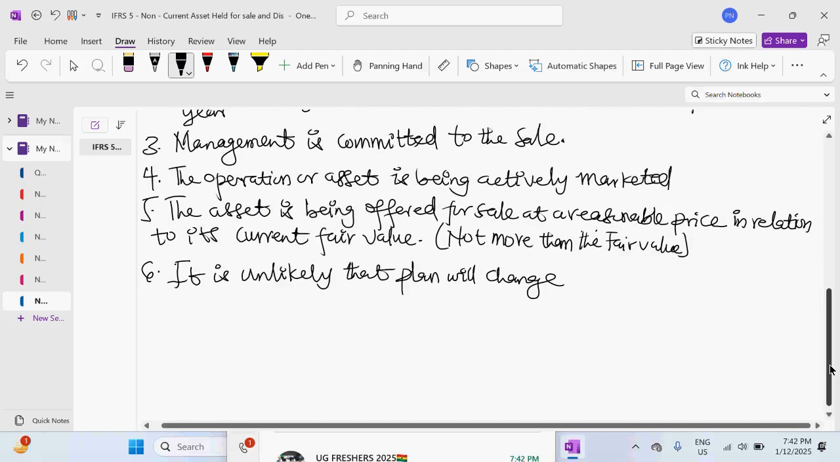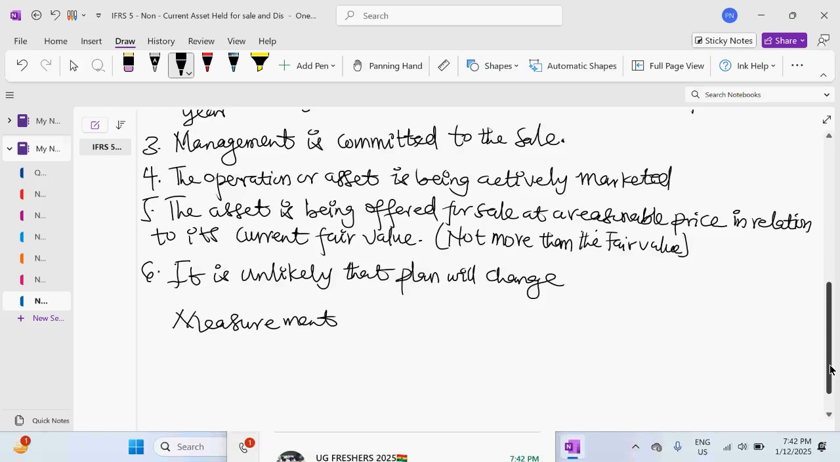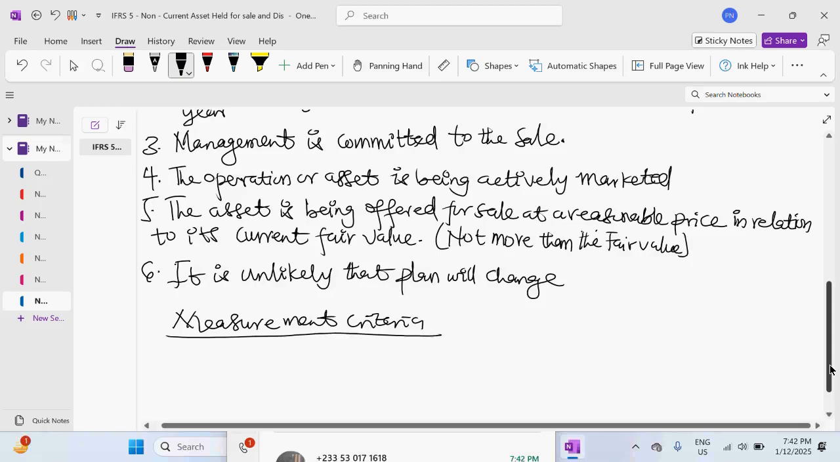All right. So now let's move on to the measurements. What is the measurement criteria?